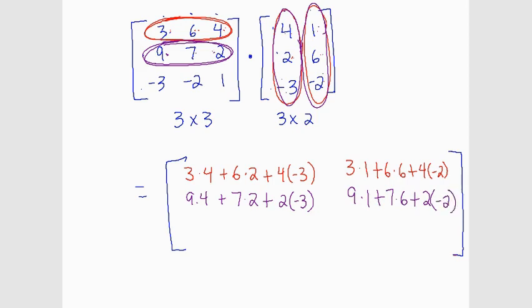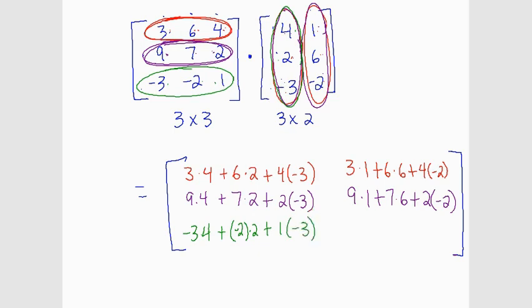And that just leaves us with one more row to go. We'll take this final row and multiply it by this column. So negative 3 times 4 plus negative 2 times 2 plus 1 times negative 3. And then finally, we'll take this row one more time and multiply it by this column here, and we get negative 3 times 1 plus negative 2 times 6, and then we get 1 times negative 2.